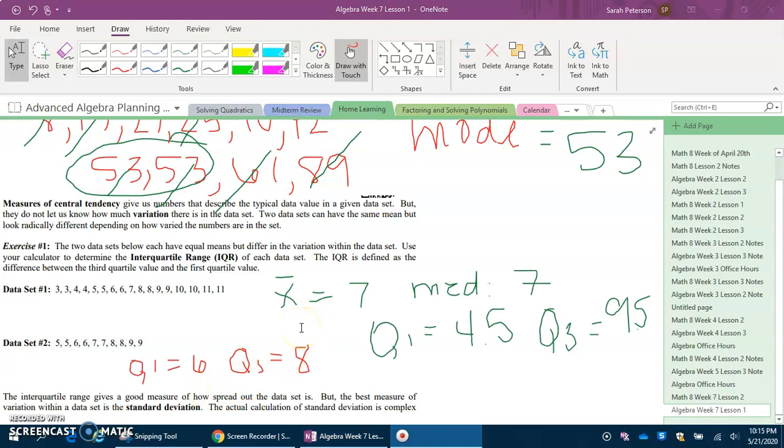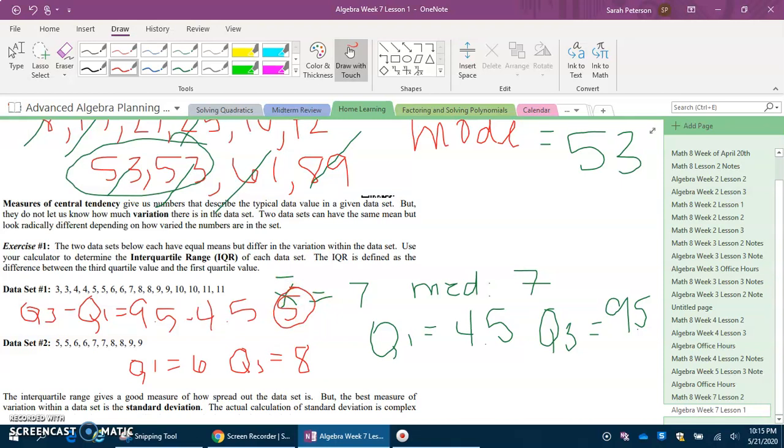This is where I pulled the information after I entered my data. If you're not sure how to do that, go back to the graphing calculator and watch that video. So as a refresher, I just found the mean, which was 7 here. And then I found the median, which is also 7. And then quartile 1 was 4.5, and quartile 3 was 9.5. And so to find the interquartile range, all I'm going to do is take Q3 minus Q1. So it's going to be 9.5 minus 4.5, which will be 5. So the interquartile range of that top set of data is 5.